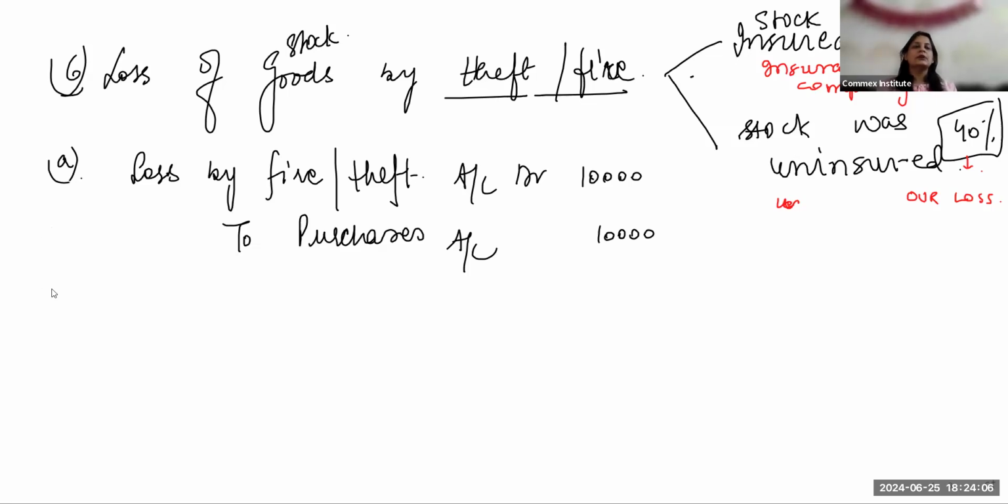So here the second entry, see the second entry, how we're going to pass it. This loss by fire, whatever is our loss, will be transferred to the profit and loss account, and the remaining will be claimed from the insurance company. So here, the second entry which you have to write. Now here you'll find that there is some difference in the book. If you're going by T.S. Grewal, there's a little bit different because this is how I do it.